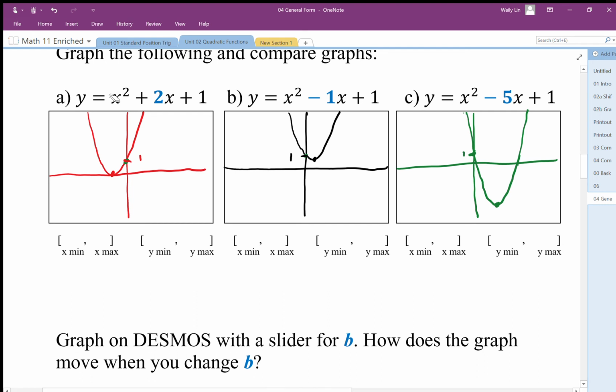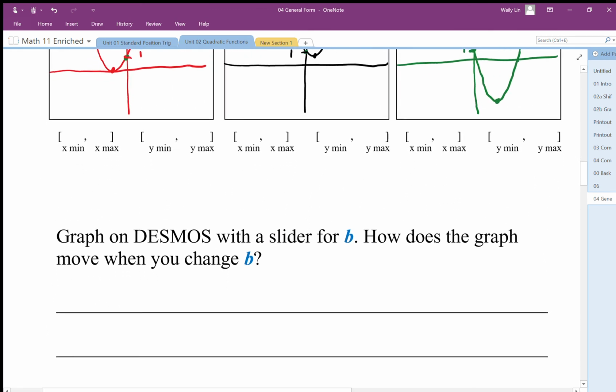So the shape of the parabola doesn't change, right? Because the shape and the orientation are determined by the a value of 1. The y-intercept won't end up changing, but the vertex is going to change. It's going to move in a way, and you might recognize the pattern that it follows. Okay, so just give it a try and see what happens with that.